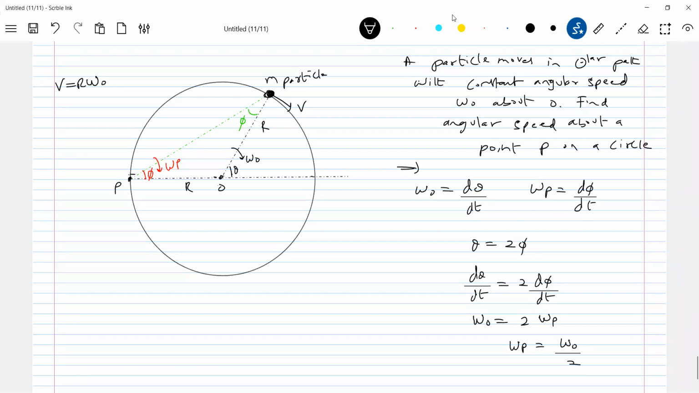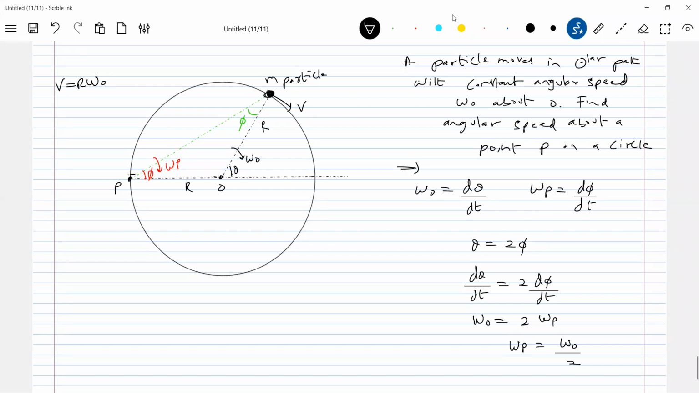Means, what are we not understanding? See, you can describe the particle moving in a circular path either with respect to O or with respect to P. With respect to P, the angular velocity is omega P. With respect to O, it will be omega naught. Able to understand? No? So now what is the rule? In the beginning, when we made O the reference, it is very easy mathematically.